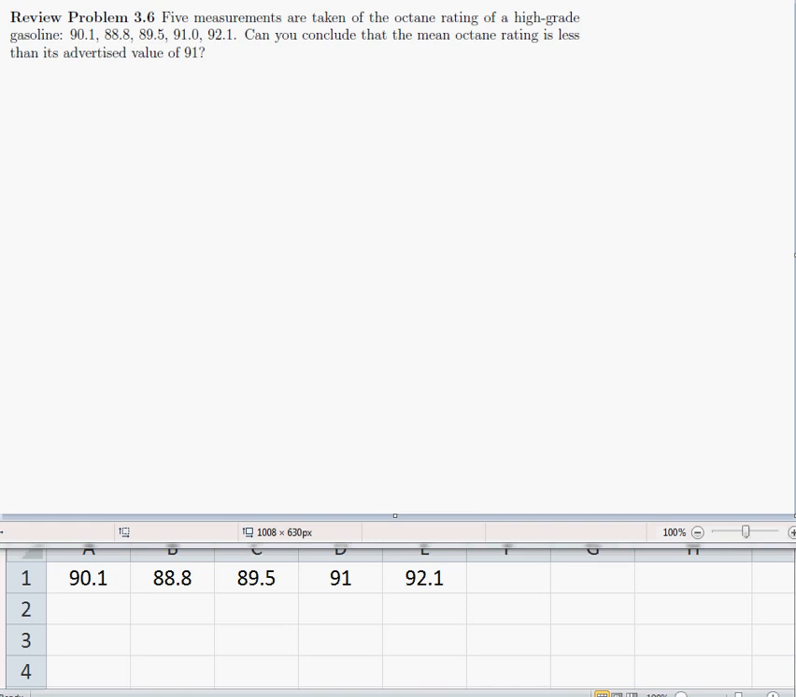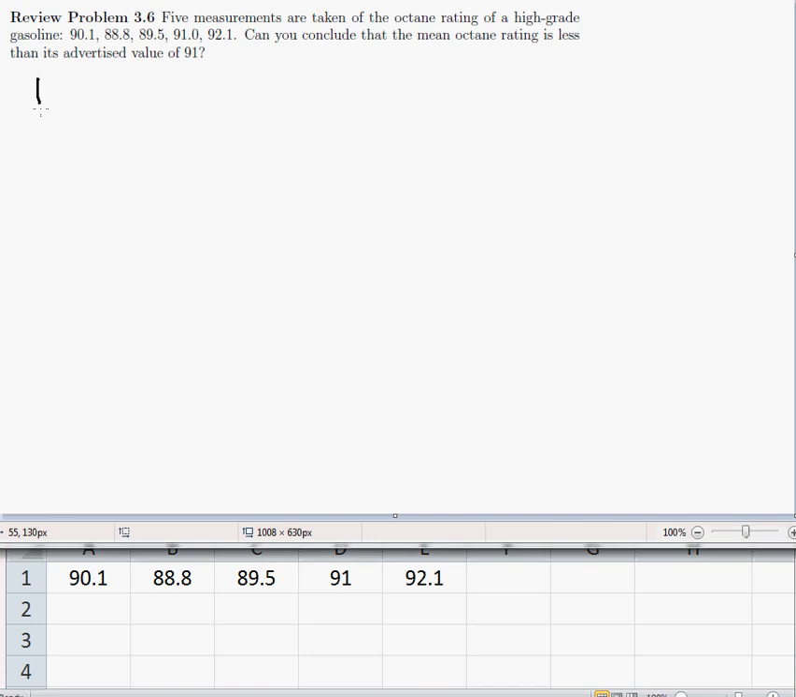Okay, let's take a look at this hypothesis testing problem involving an average and also a small sample. We have 5 measurements of the octane rating of a high-grade gasoline. Do we have enough information to conclude that this is indeed less than the advertised value of 91?